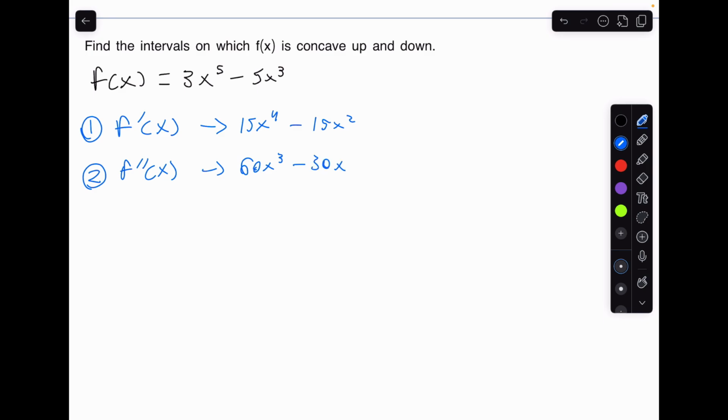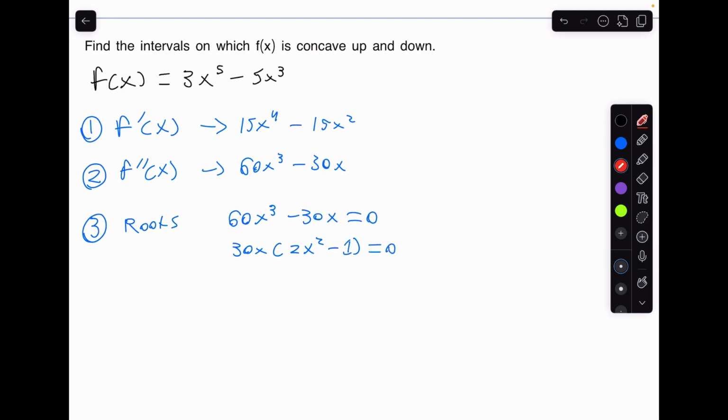The second derivative gives us information about concavity. But to actually get this information, we need to find the roots and solve for them. So you can find the roots we're looking for by setting the second derivative equal to 0 and factoring. So 60x cubed minus 30x is equal to 0. I'm going to factor out a 30x. That gives us 30x, and then in brackets, we have 2x squared minus 1, and that's all equal to 0.